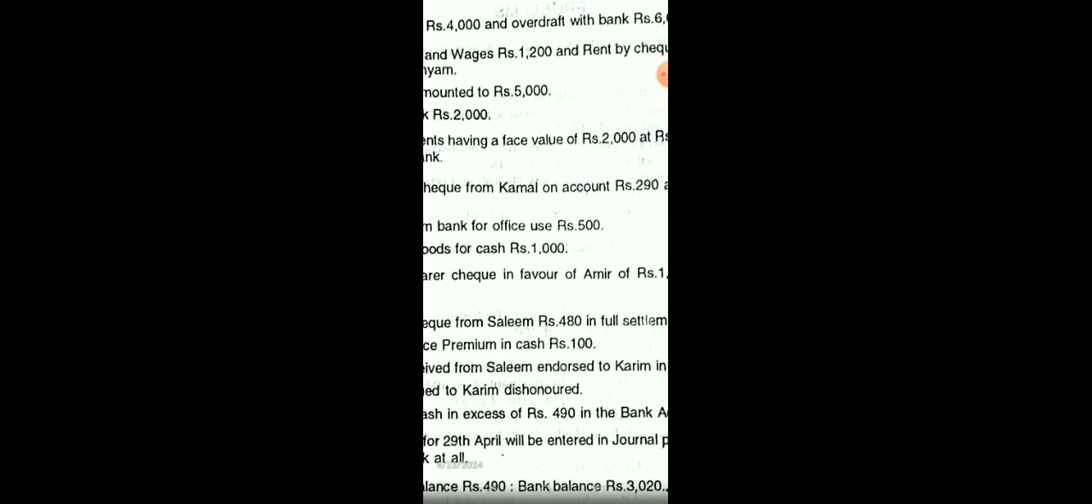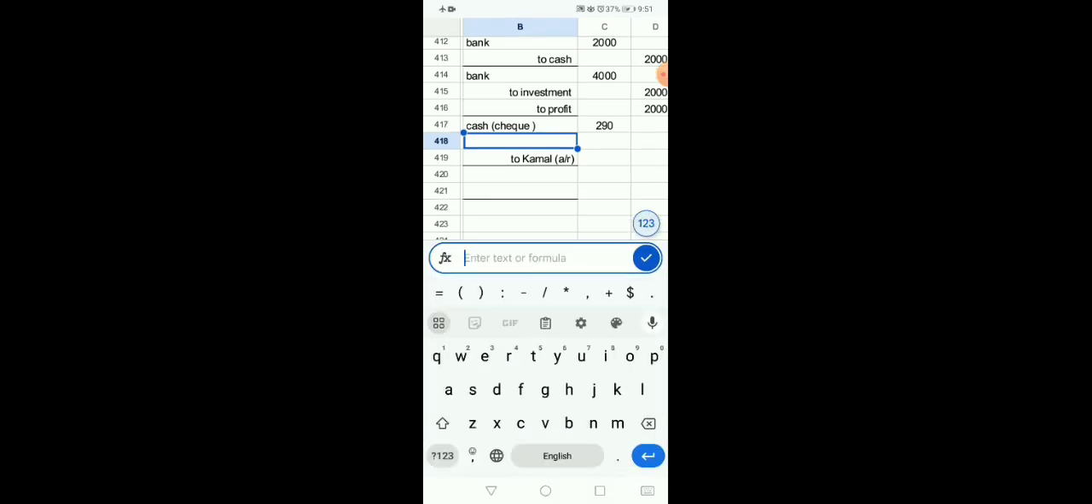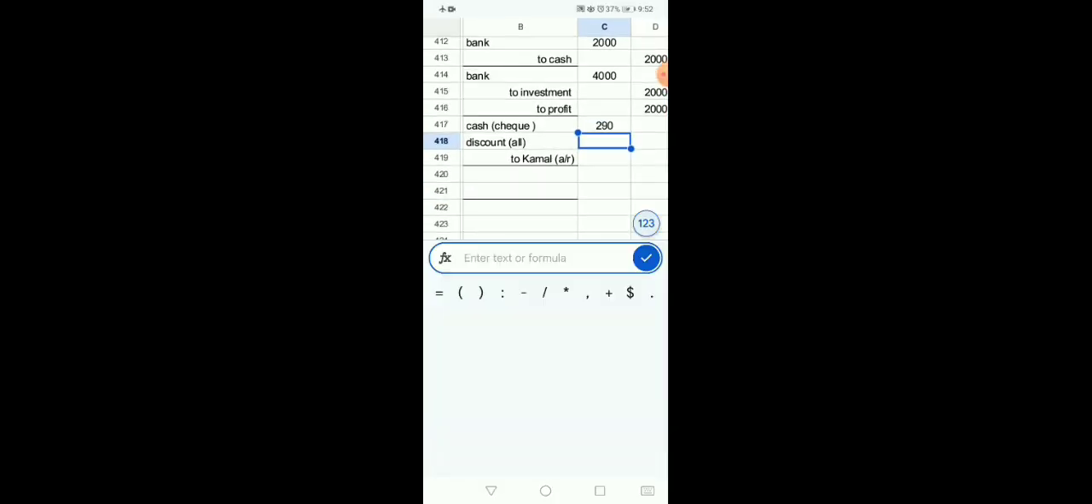Okay. Now there is another thing mentioned over here: 290 and allowed. Please mark it. We have allowed discount. When we are allowing discount, it means it's an expense for you. You are receiving less amount. Expenses should be mentioned on the debit side. So you will mention discount on the debit side as it is discount allowed. All right. And what was the amount of discount? It is 40. So you will write 40 as discount.